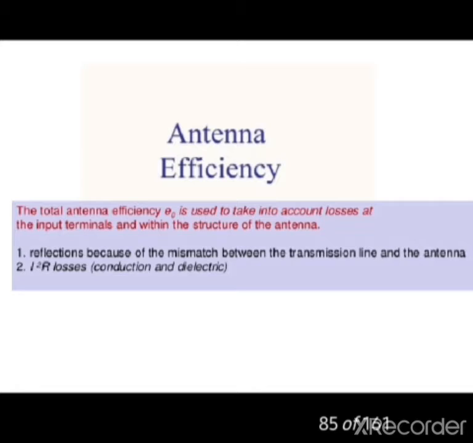For example, if 10 watts of power is applied and you get only 9 watts of power, 1 watt of power is lost. That means losses will be there, and then the efficiency will be 90%. Therefore, the antenna efficiency is a very important parameter.